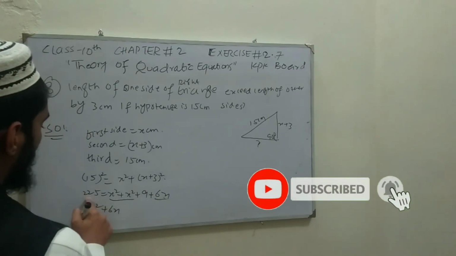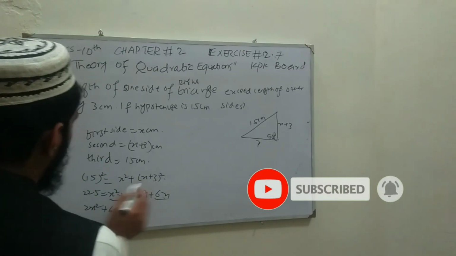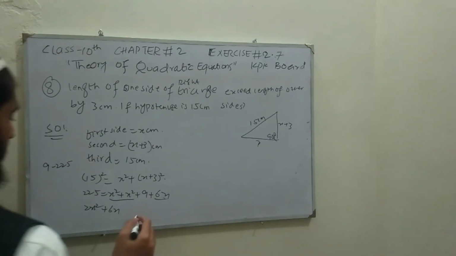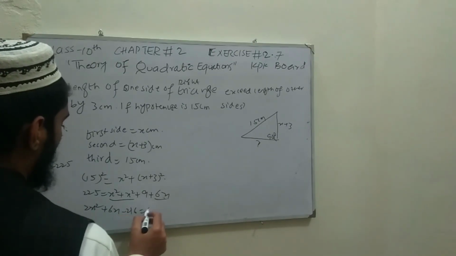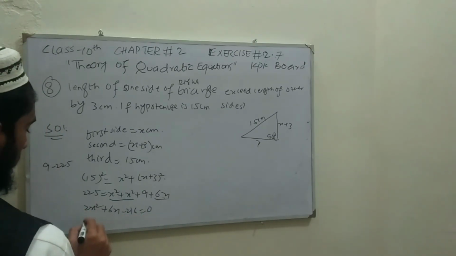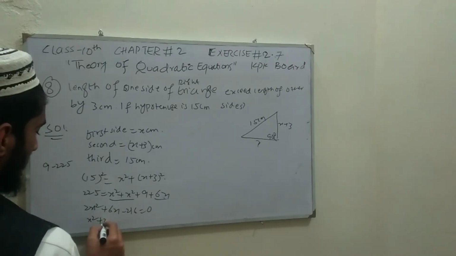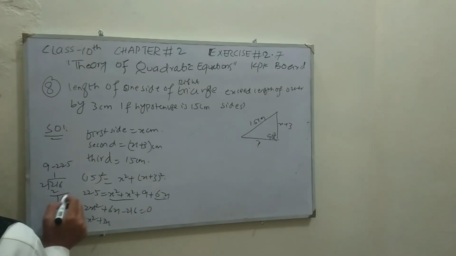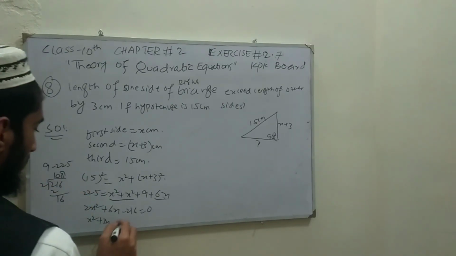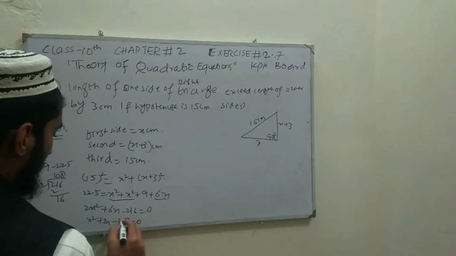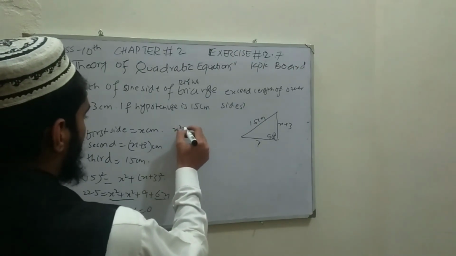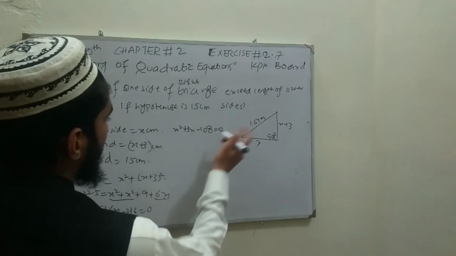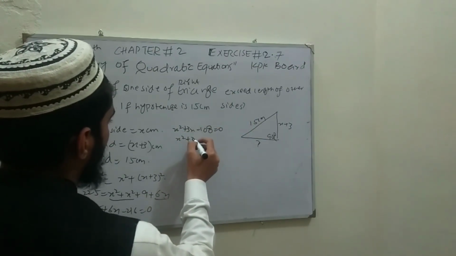So 225 to the right hand side becomes 9 minus 225, it gives us minus 216, is equal to 0. Divide the whole equation with 2. So it becomes x square plus 3x, and divide 216 by 2, so 108. So x square plus 3x minus 108 is equal to 0. Using completing the square for finding the value of x. Shift minus 108 to the right hand side becomes x square plus 3x is equal to 108.